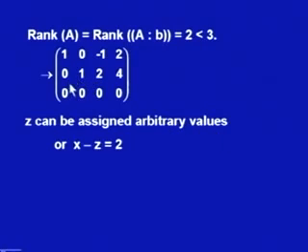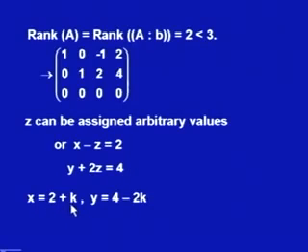Then x minus z is equal to 2 from the first equation, and from the second equation y plus 2z is equal to 4. So now we have only 2 equations in 3 variables. We can assign any arbitrary value to z, let us say k, then x is equal to 2 plus k and y is equal to 4 minus 2k, and these two equations are satisfied.